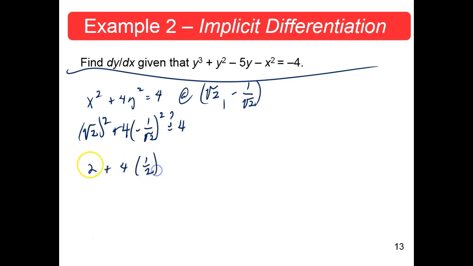1/2. And 4 times 1/2 is? 2. And 2 plus 2? Hey, didn't know you did such high-level math today, did you? 2 plus 2 is 4. Y'all got it? Okay, good. All right. Yes, that point is on the curve. So we can proceed. Okay.